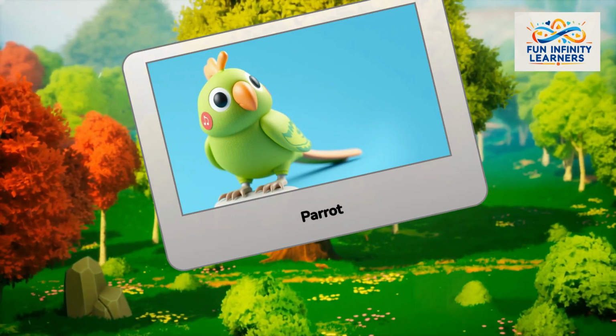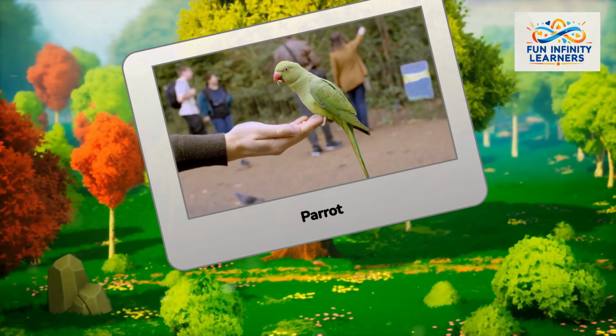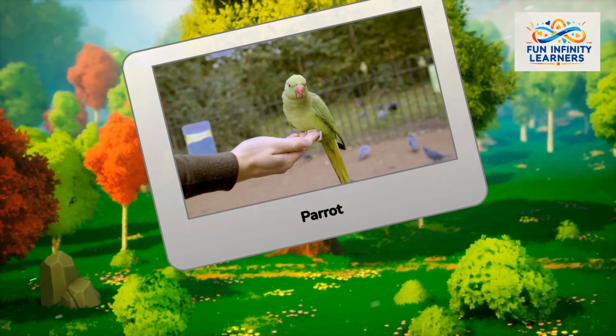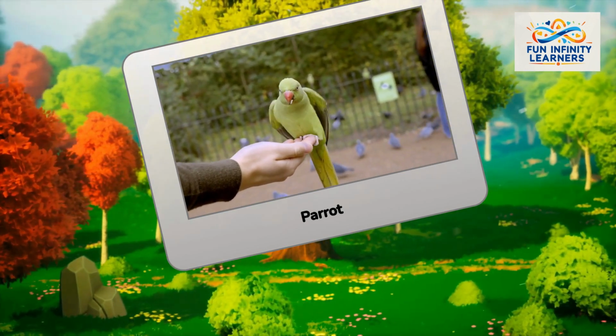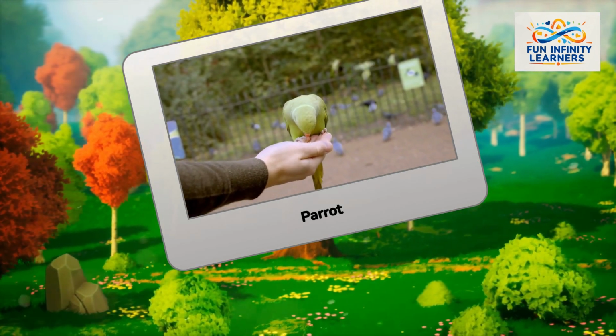This is a parrot. P-A-R-R-O-T. Parrot. This is a parrot.